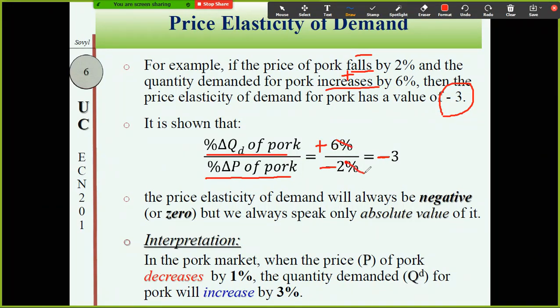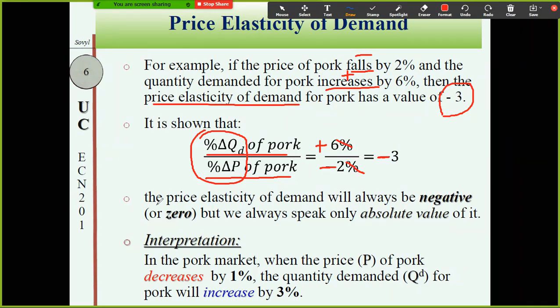Percentage divided by percentage, nothing. That means when we're talking about price elasticity of demand, there's no unit: no percentage, no dollar, no kilogram, no kilometer, no amount of money. Okay, so price elasticity of demand has no unit, because this is an index that we use in order to compare. Compare what? Compare between quantity demanded and price of one good.